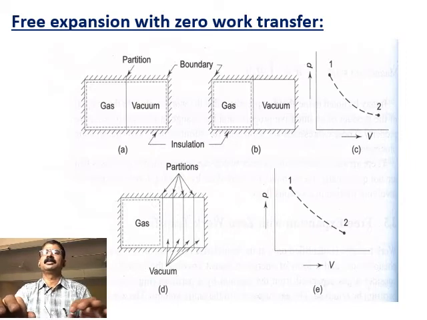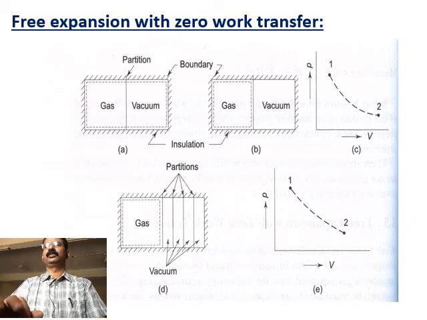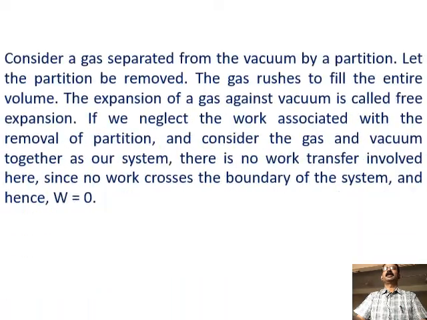Suppose you want the intermediate state points between 1 and 2. What you have to do is use multiple partitions with a small gap between them, and remove each partition one at a time, so that you can get a number of equilibrium points between state 1 and 2. The explanation is given in the next slide.